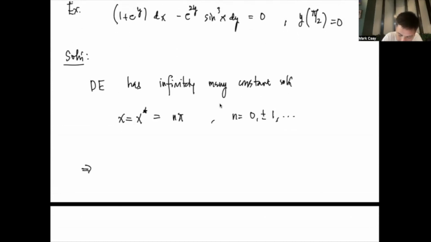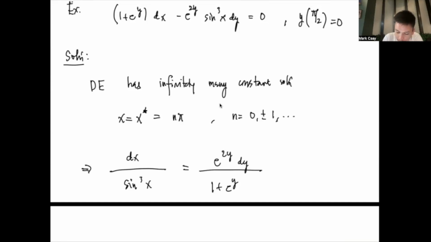This becomes dx over sine cube of x, which is equal to e to the 2y dy over 1 plus e to the y. So, bali, transfer ko to sa kabila. So, nagiging positive na siya. And then, I divide both sides by sine cube of x. So, because of that, naging denominator siya. Also, I divide both sides by 1 plus e to the y. So, naging ganito siya. In this case, your n here is an integer.